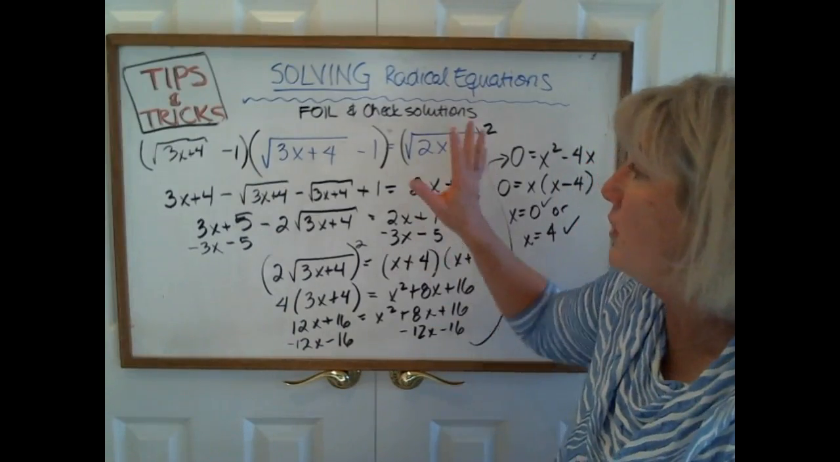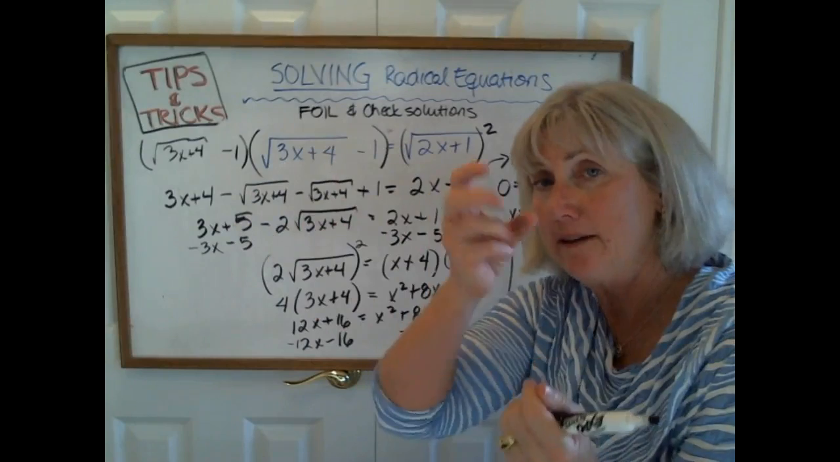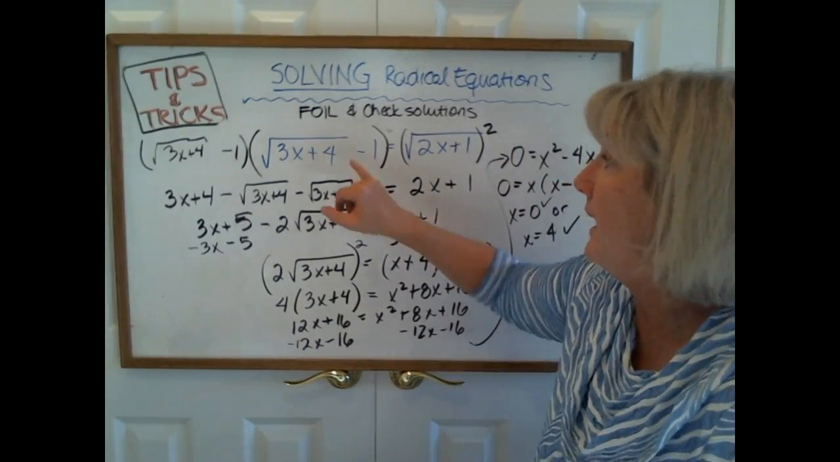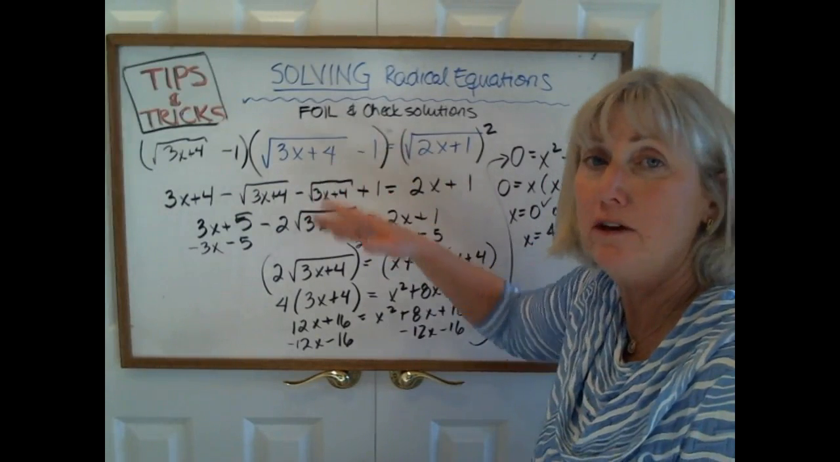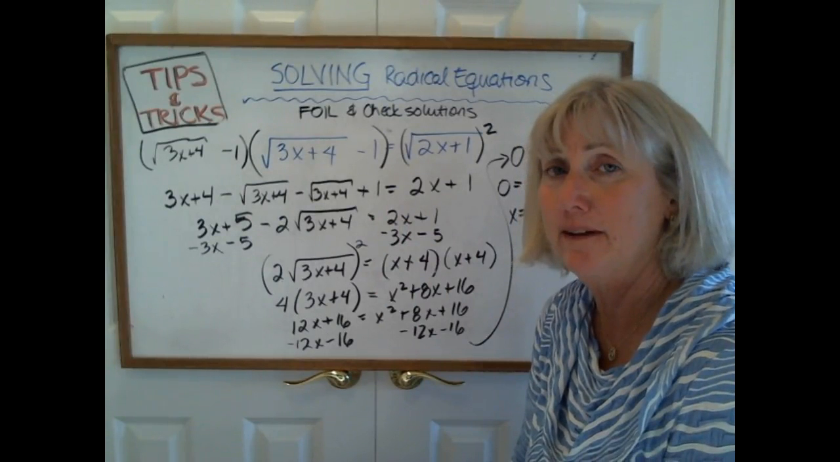So those are the 3 examples I had. One was just 1 square root, where you just square both sides and it's a single term. If there's 2 terms on the other side, you must FOIL. And if there's 2 radicals, you need to do the whole process twice. So those are my 3 examples for this. Have fun.